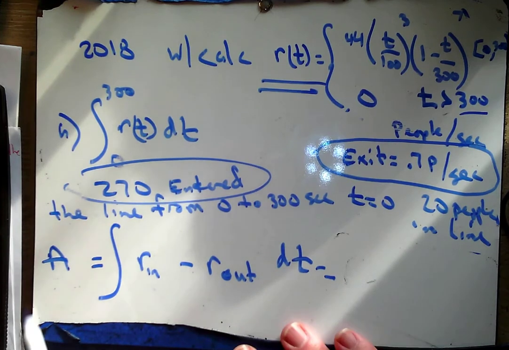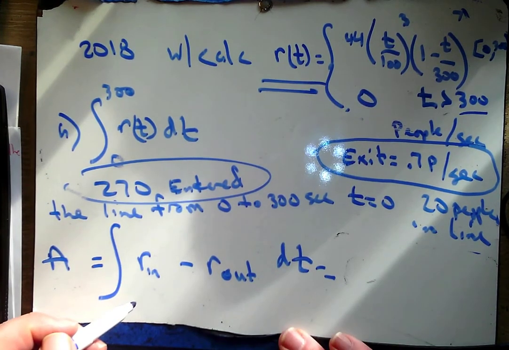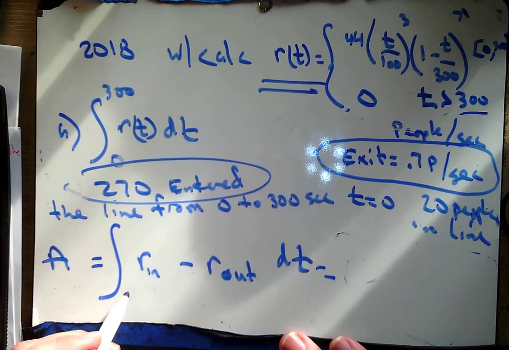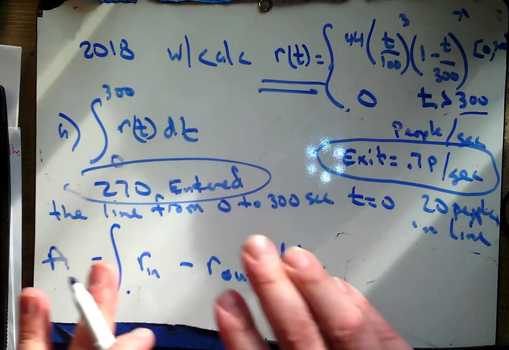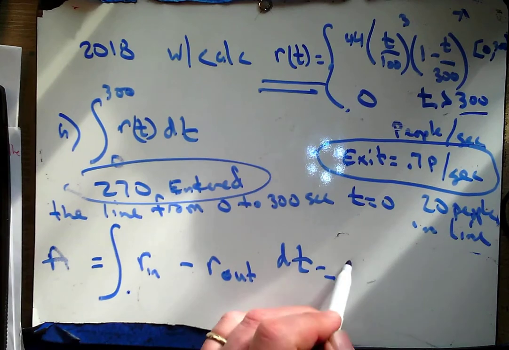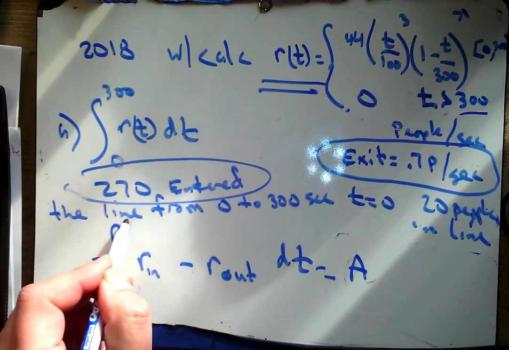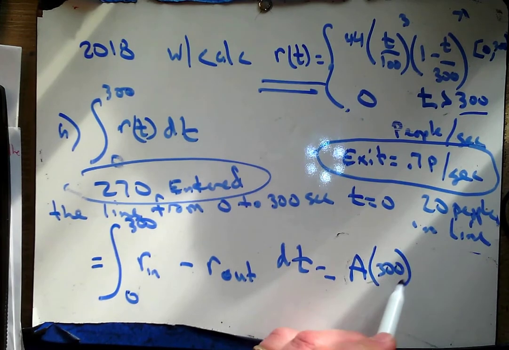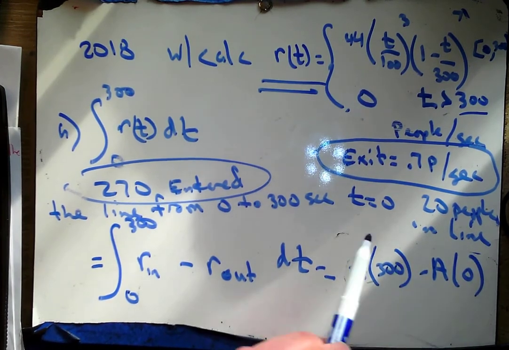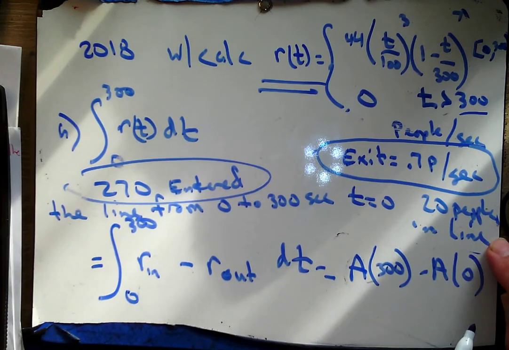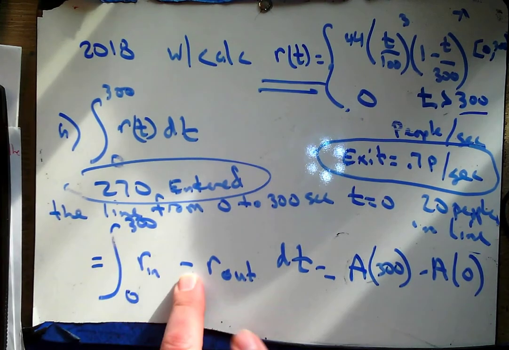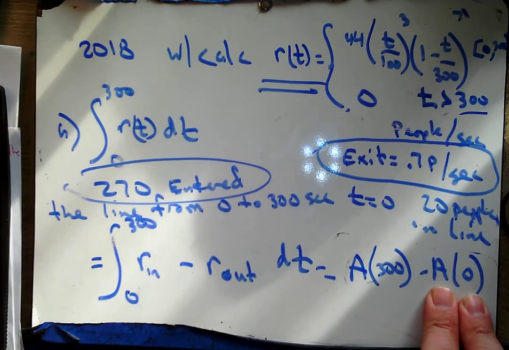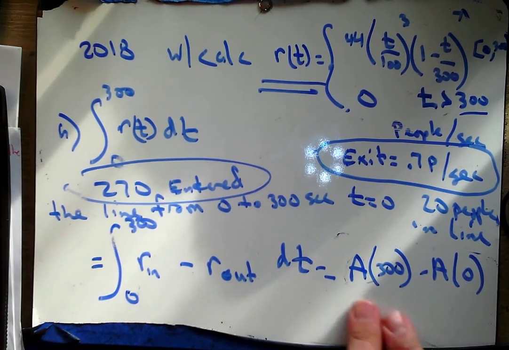So, if I want to know how many people are in line at t equals 300, I have to be a little careful because remember, when I integrate this, I'm getting the number of people, but what I'm really getting is 0 to 300. I'm really getting A of 300 minus A of 0. Because look, at time equal to 0, there are 20 people in line. So not only do I have to find this integral from 0 to 300 of rate in minus rate out, I got to add 20 to it because that was the original amount to get the ending amount at time equals 300. It is 300, right?